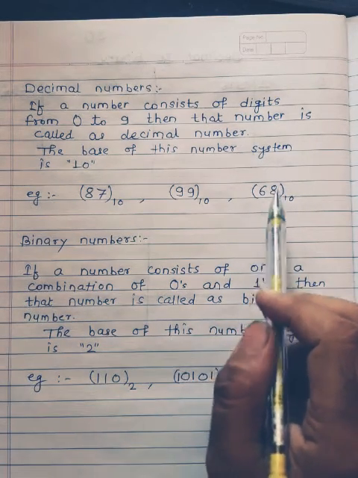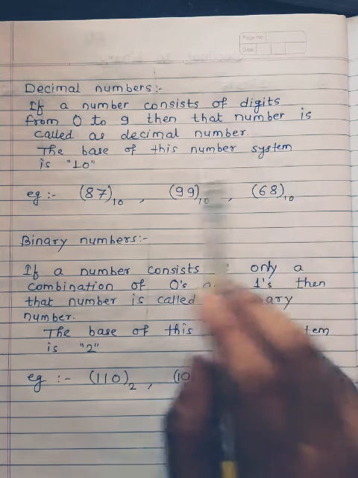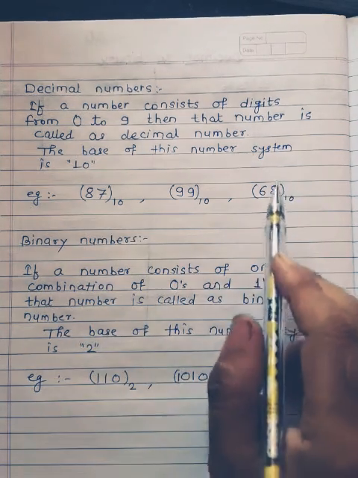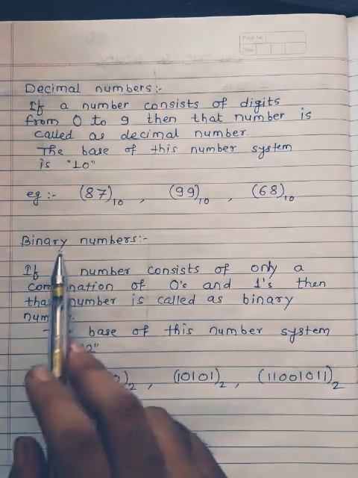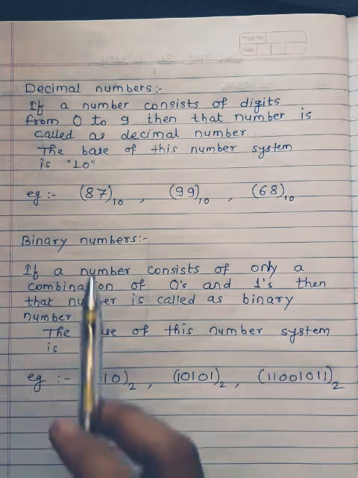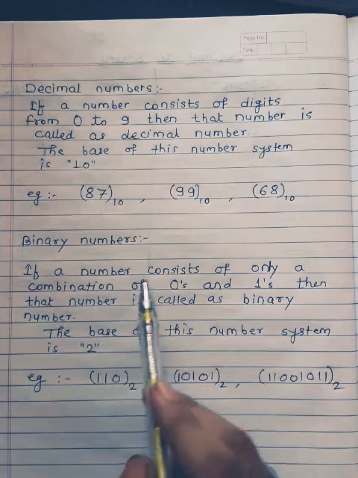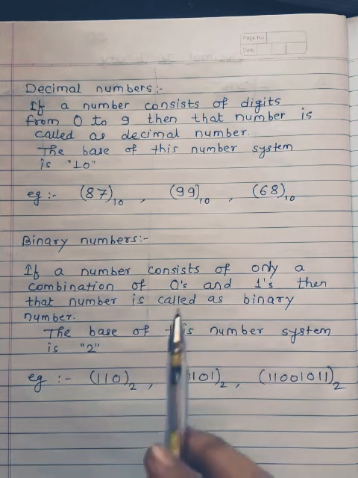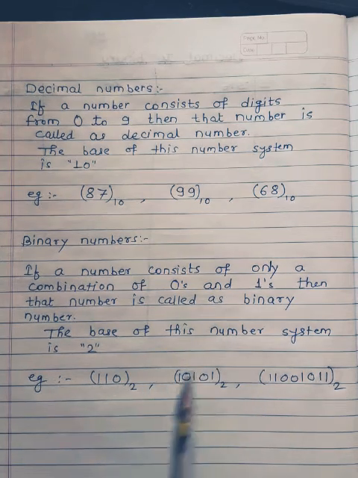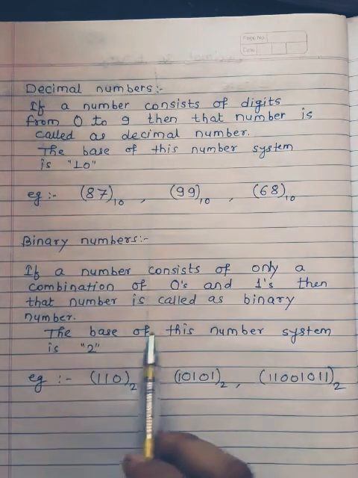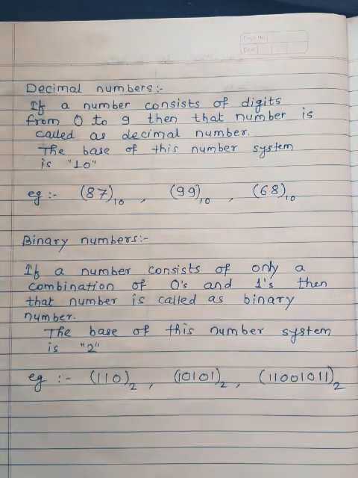Next example is 68. 6 and 8. These numbers belong to 0 to 9, and that is why this is a decimal number and the base is 10 here. Now what are binary numbers? If a number consists of only a combination of zeros and ones, remember, in a number if only zeros and ones are there and also the base of the number system is 2, then the number is called a binary number.